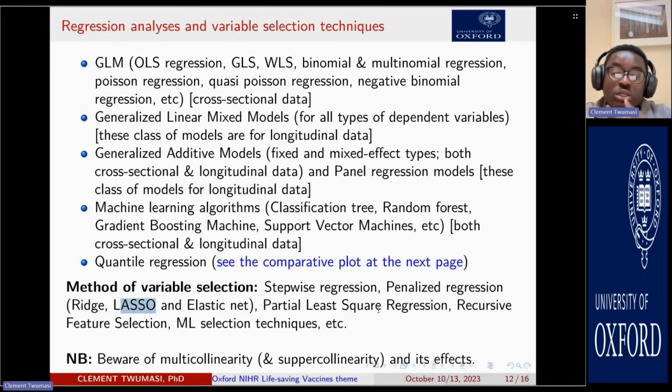Partial least square regression is also a type of penalized regression, also in the presence of multicollinearity. And then supercollinearity, which I'm going to touch a bit on. These methods can really help. Recursive feature selection techniques are also variable selection techniques. And we have machine learning type selection techniques like the simulated annealing method, the Boruta method, and so on and so forth. So there are other ways of also doing variable selection in the case of regression, that is, when you have several predictors and you're not too sure which subsets should be considered in order to have a good predictive model.